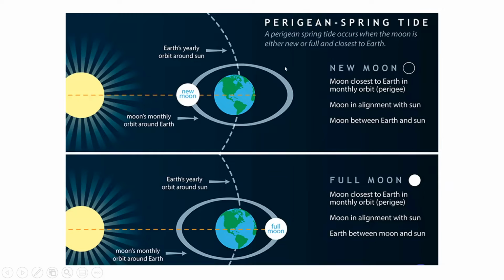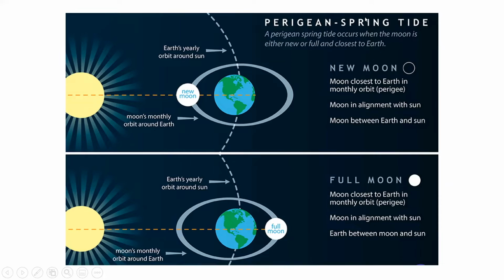Perigee means when the moon is closest to the Earth. At certain points in the moon's orbit, which you can predict with charts and things, the moon will be closest. So when the perigee lines up with the new moon or the full moon, when it's in direct alignment, we get the highest tides. They're often called spring tides.